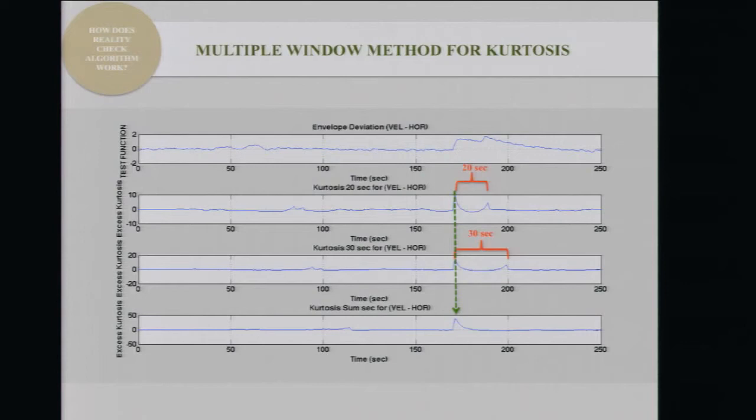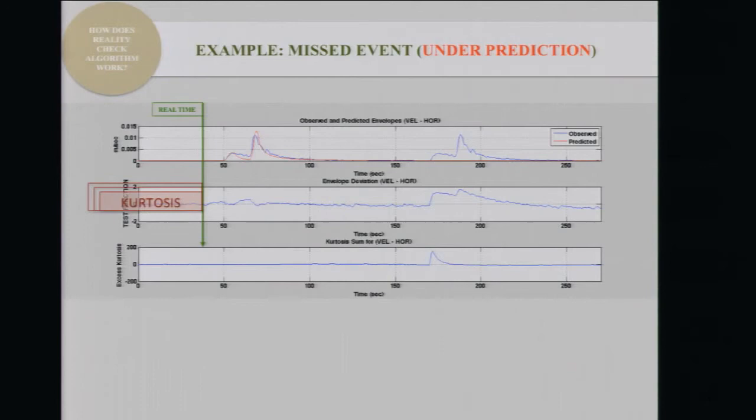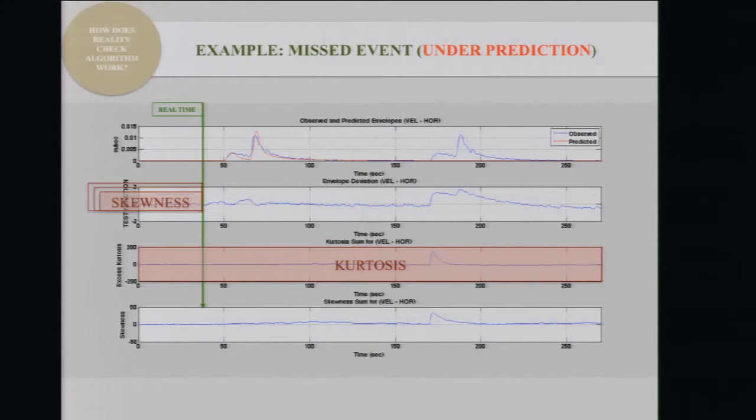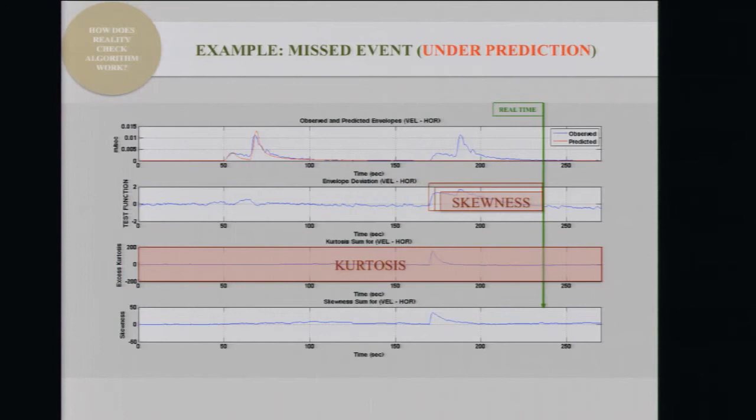Let's go back to our example. I'm closing the parenthesis. So here's the example. We do multiple window computations. The third row is the kurtosis. You'll notice a peak when the second event occurs, and there is only the noise level of the envelope at the station. We do the same thing with skewness. Again, there is a peak at the time of the second event.